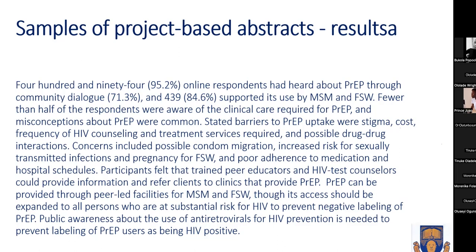It says fewer than half of the respondents were aware of clinical care required for PrEP. It is not there. It's not a study objective. It's reporting half of the respondents. And misconception about PrEP was common. It is not part of the question. He has answered things that are not the kind of thing asked. So you're starting to write results that have no link with your objective. The objective did not ask you about community. Where did they hear about PrEP? It did not ask you about the awareness about clinical care.